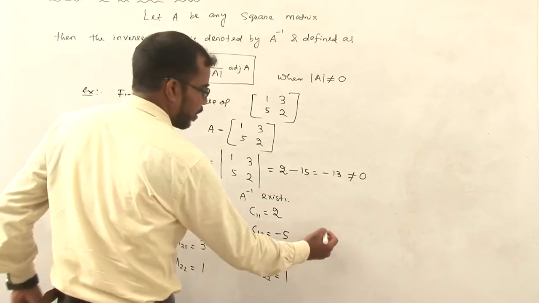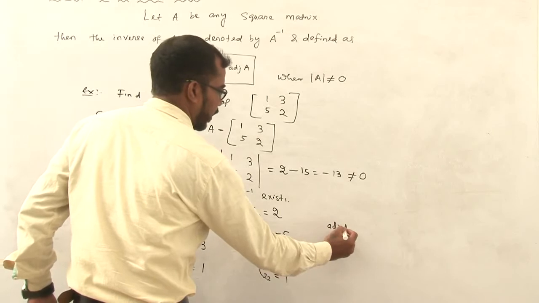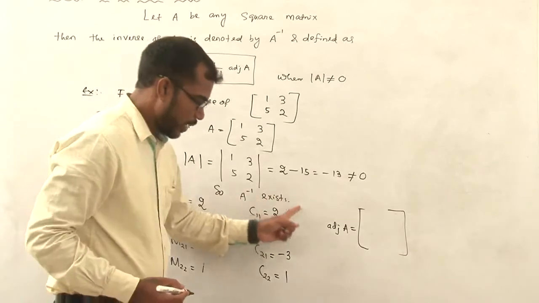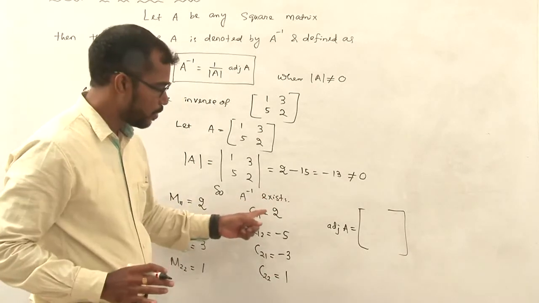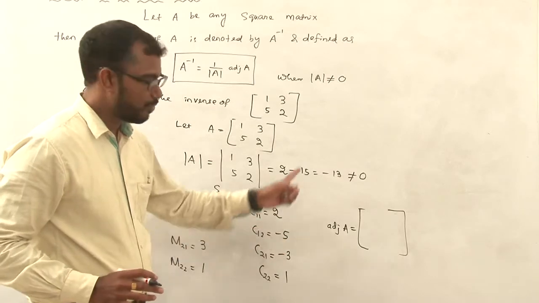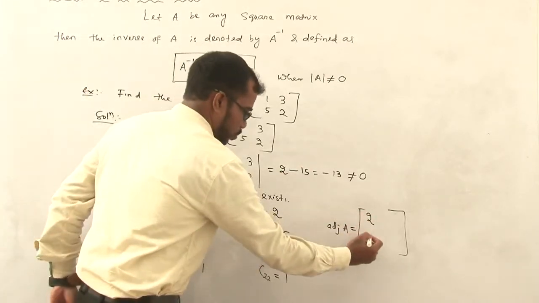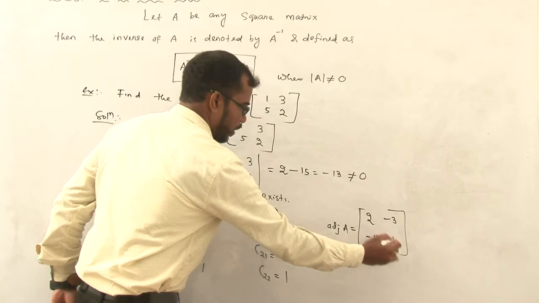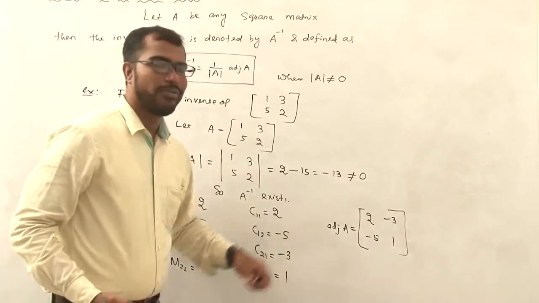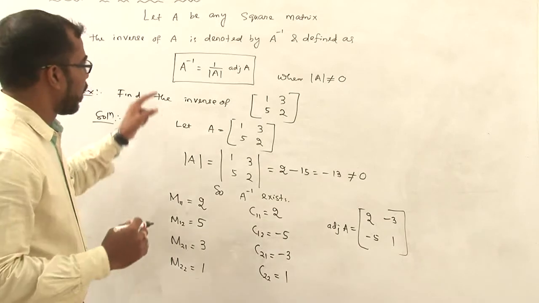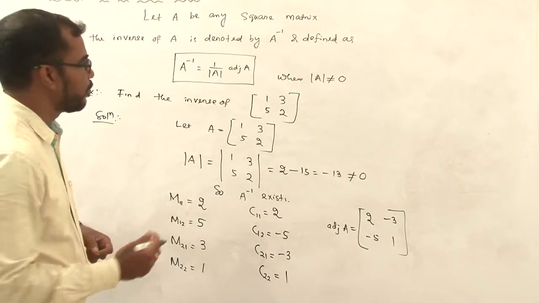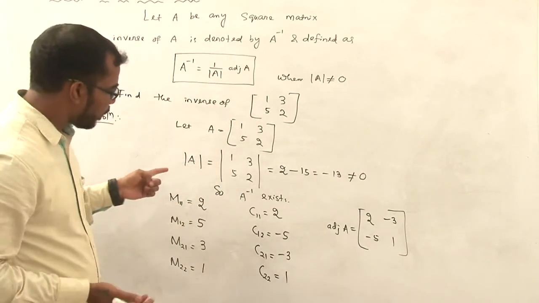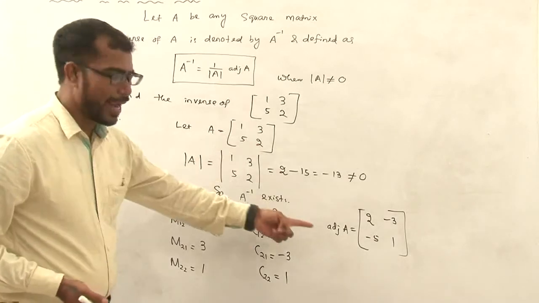So now we can find the adjoint of A. For the adjoint of A, you write the 4 elements: the first 2 numbers in the first column, that is 2 and minus 5, and the next 2 numbers in the second column, that is minus 3 and 1. So this is the solution to find the adjoint of A. So the inverse of A is possible. We have to find only 2 terms, the adjoint of A and the determinant of A, which we have already found.